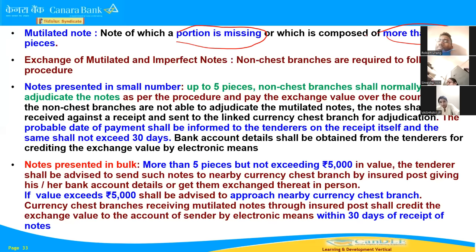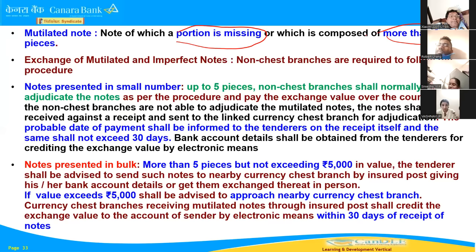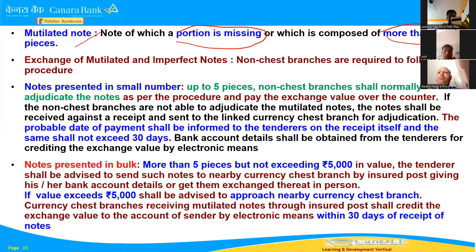Soiled note means a dirty note, or one with a single cut. A single piece is there, cut, then it is a soiled note. More than two pieces, or some portion missing, it is called a mutilated note. So you should understand what is a soiled note and what is a mutilated note.